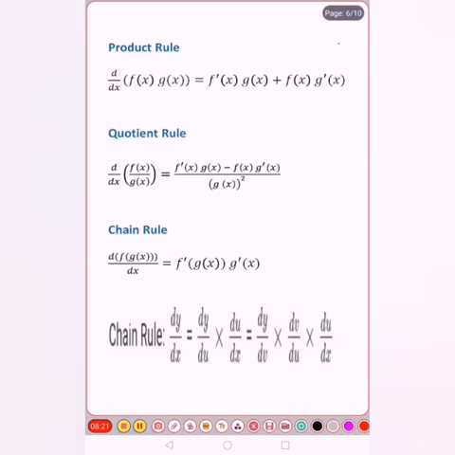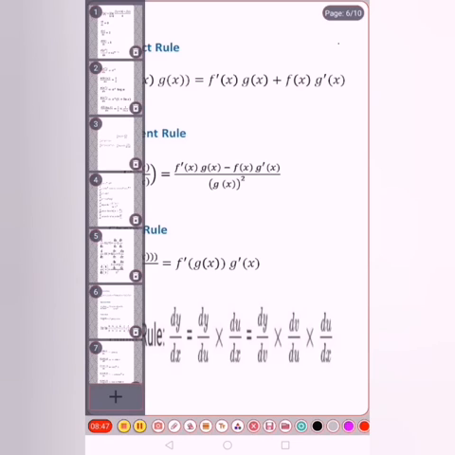dy by dx is also written as dy by du into du by dx. dy by dx is equal to dy by du multiplied by du by dx, and that is also written in three variable form, that is dy by dv into dv by du into du by dx. Okay, now we will discuss some more.